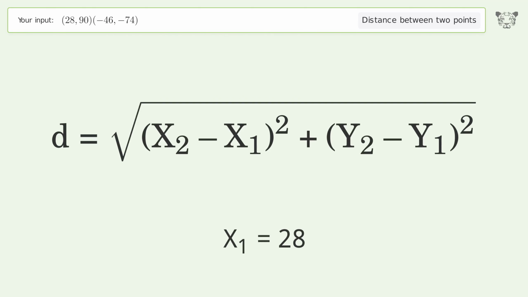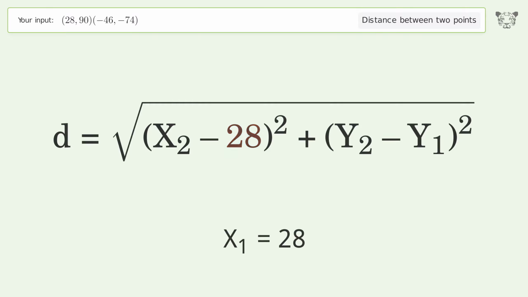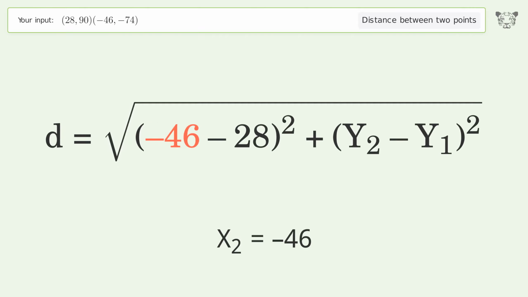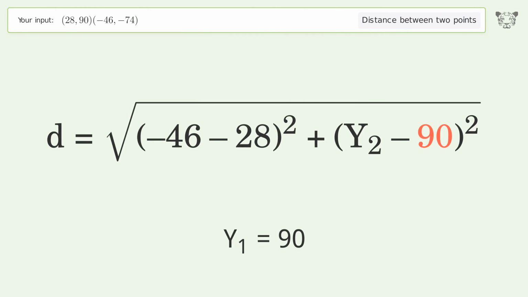x1 equals 28. x2 equals negative 46. y1 equals 90. y2 equals negative 74.